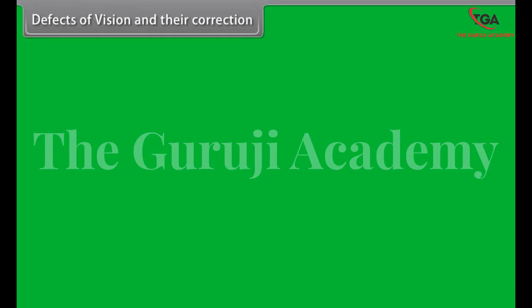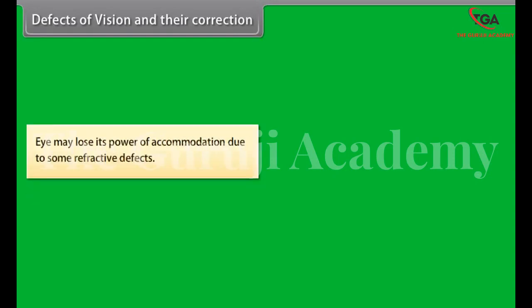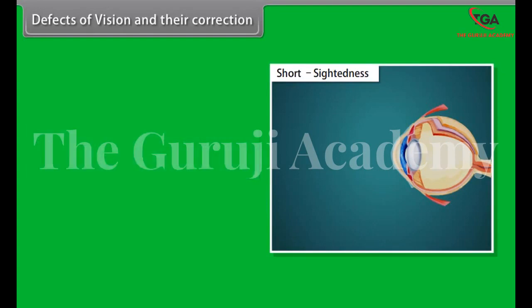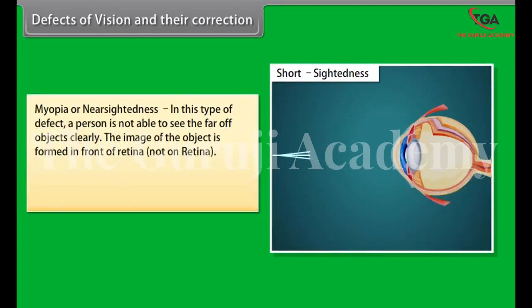Defects of vision and their correction. The eye may lose its power of accommodation due to some refractive defects. There are 3 such defects. Myopia or nearsightedness. In this type of defect, a person is not able to see far-off objects clearly. The image of the object is formed in front of the retina.